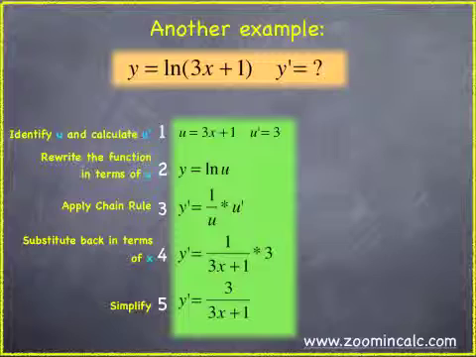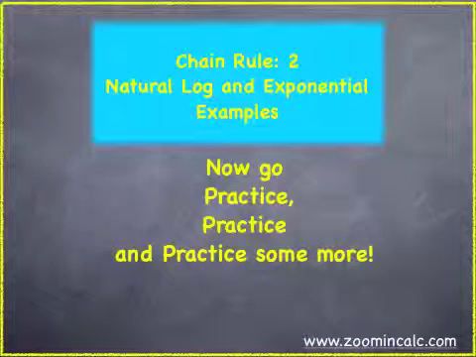Step 4, replace u and u prime back, which we already know what they are from step 1, so we replace them. And then step 5, simplify, and we are done. And that's chain rule. Now go practice, and practice some more.